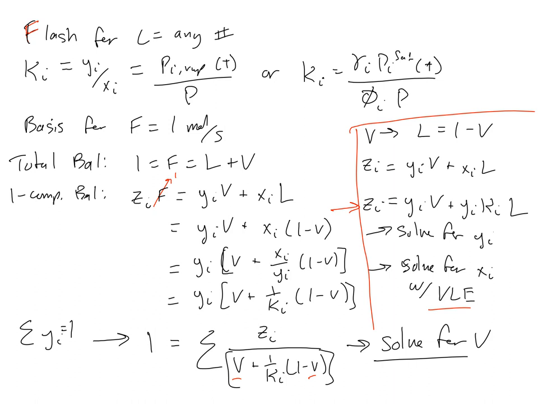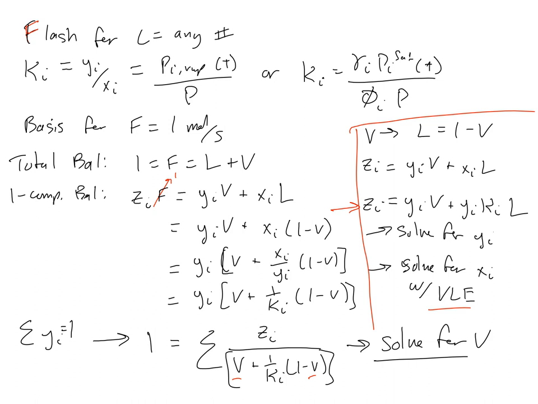This strategy here is good if it's a straightforward calculation. You know the feed, and you know the temperature, and you know the pressure. But since I've given it to you here, I'm probably not going to ask it on an exam. Right? So there are a lot of ways that I can flip this around. So being familiar with the equations is probably the most important part. Okay, any questions on a vapor liquid flash calculation?